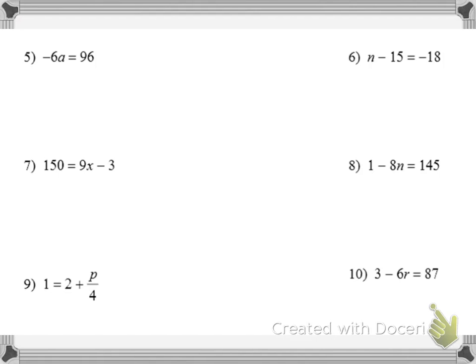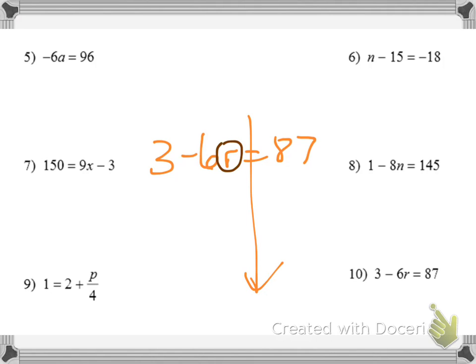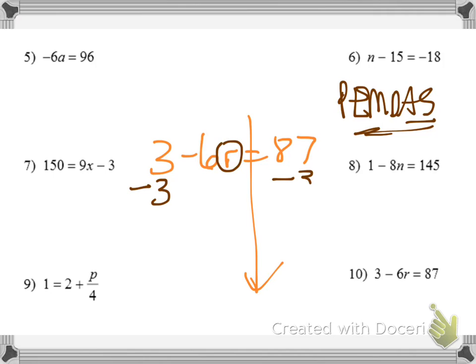All right. Let's do 3 minus 6r equals 87. So let's go through our steps. What is our variable? It's r. What's keeping it from being alone? -6 multiplied and a +3. We're going to do PEMDAS backwards. So I got to get rid of this first. Opposite of +3 is -3. That's a 0. I rewrite everything after I clean it up. I get 84, because 87 minus 3 is 84.